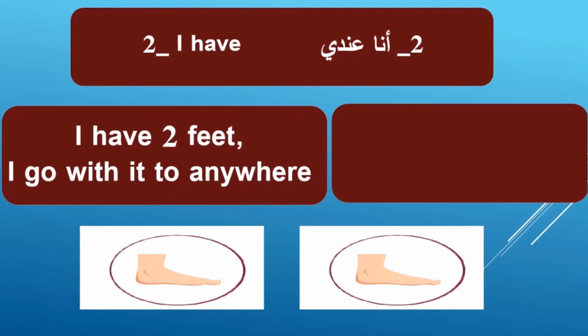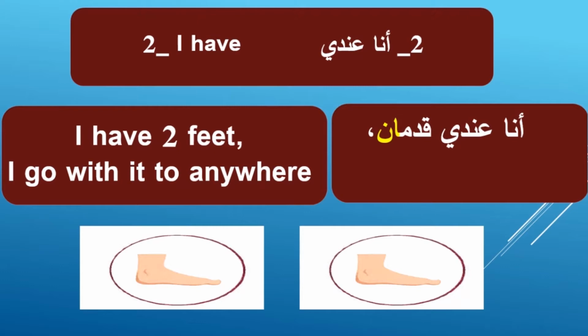What do you see here in this video? What is this picture? Yes, it is 2 feet, right? 2 feet. So, what is the meaning of foot in Arabic? Foot means قدم, as we learned in the vocabulary app. Yes, قدم. How to say I have a foot? You have to say أنا عندي قدم, I have a foot. But these are 2 feet. So we have to say أنا عندي قدمان. As you see, ألف and نون. For 2, you have to say قدمان. Yes, قدمان for dual. أنا عندي قدمان, I have 2 feet.